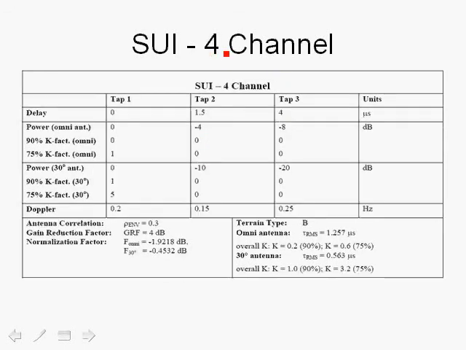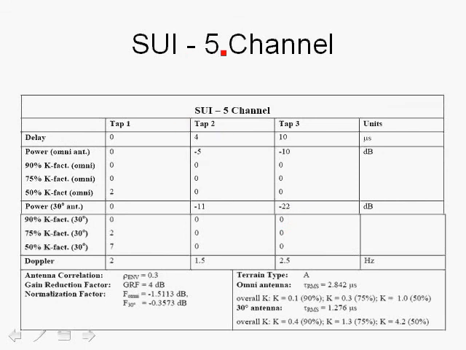For SUI-4 we have a low K factor and we have higher delays, so we're talking about higher multipath delay spreads. The multipath is again modeled with tap 2 and tap 3, and here we can get the power delay profile, and we see that the K factor is smaller, and this is for terrain type B.